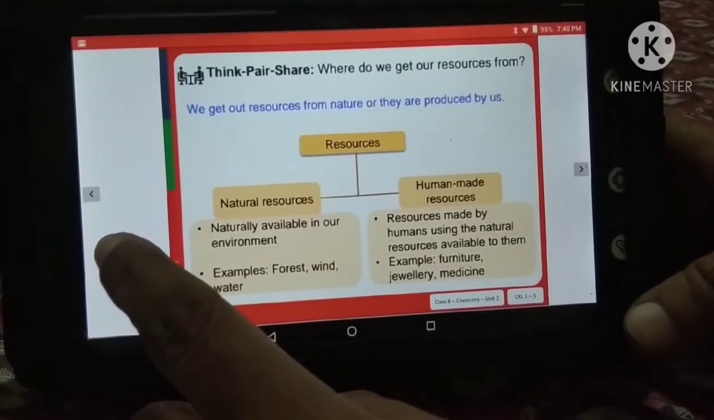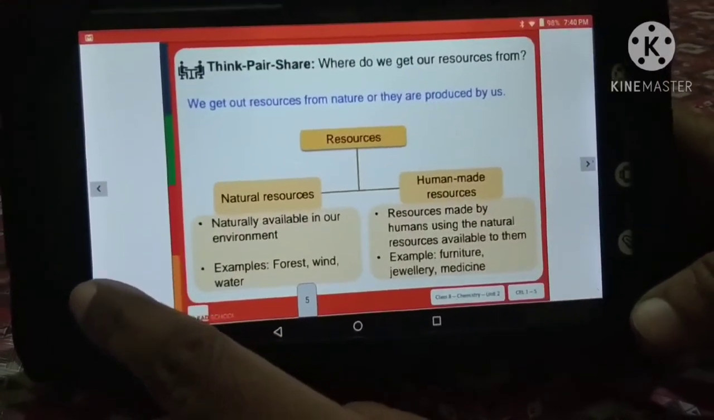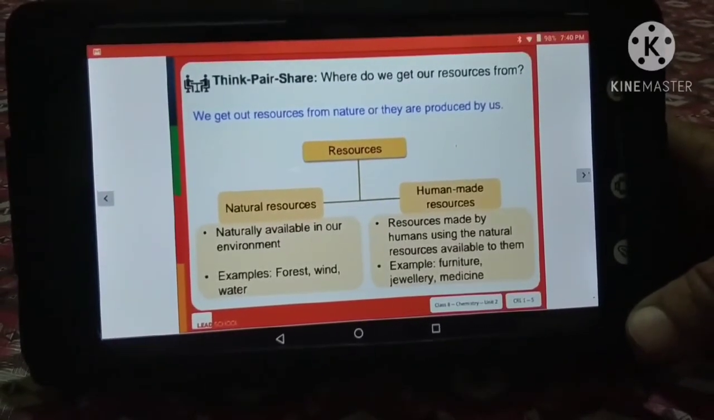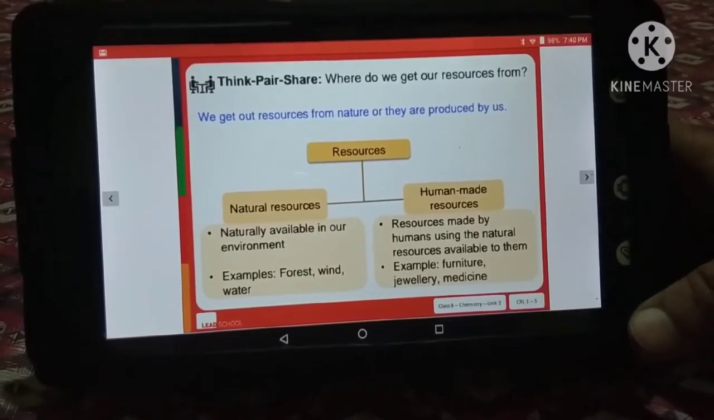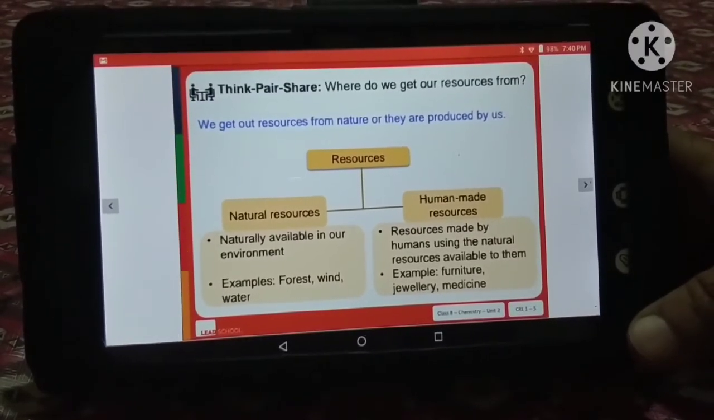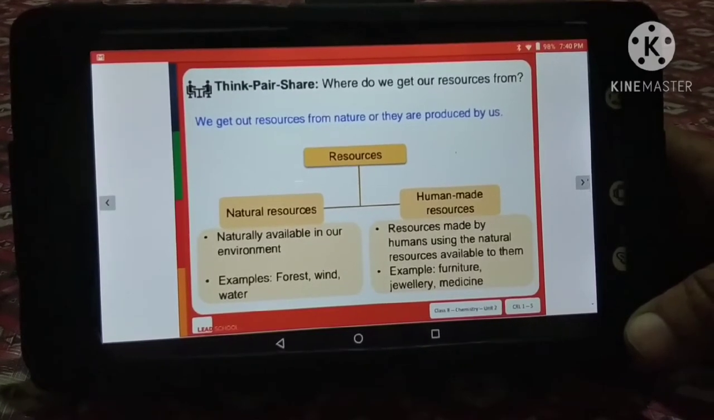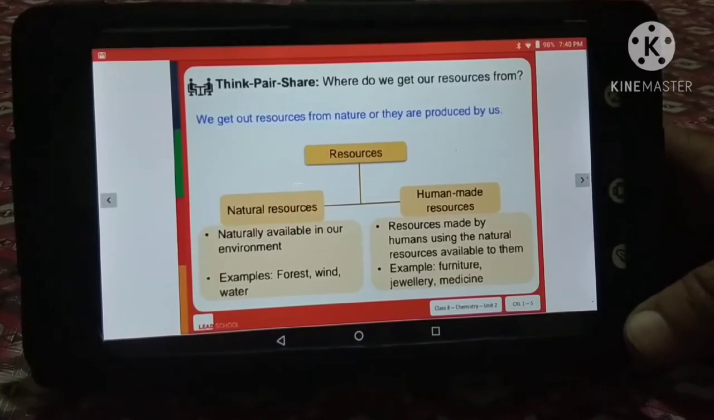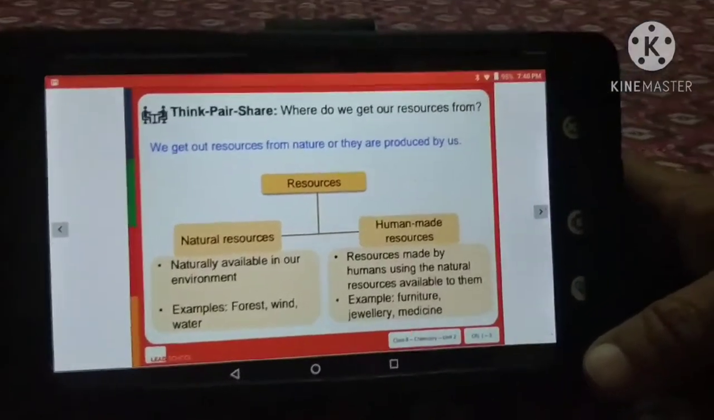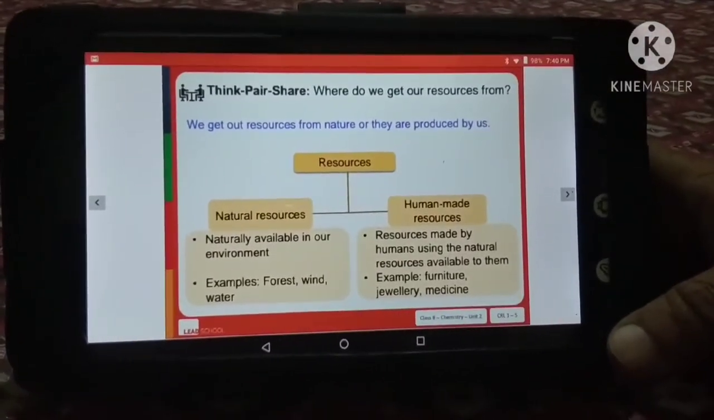Where do we get resources from? We get our resources either from nature or they are produced by us. So resources are of two types: natural resources and human made resources. Naturally available in our environment are the natural resources. Examples are forest, wind or water.